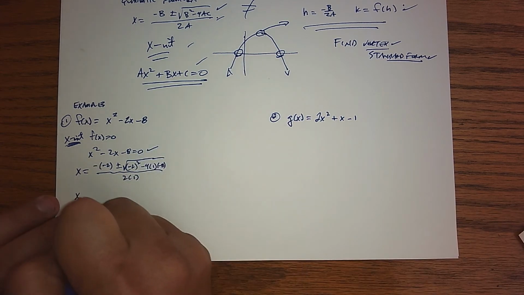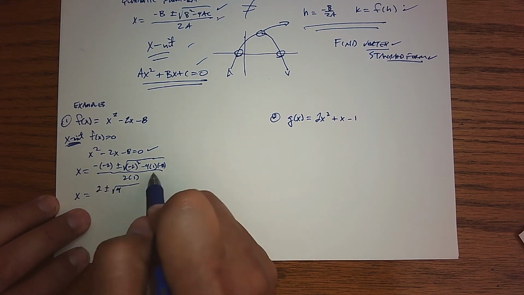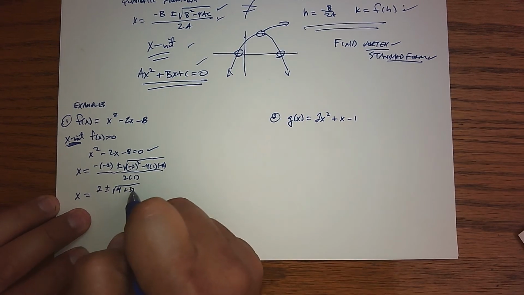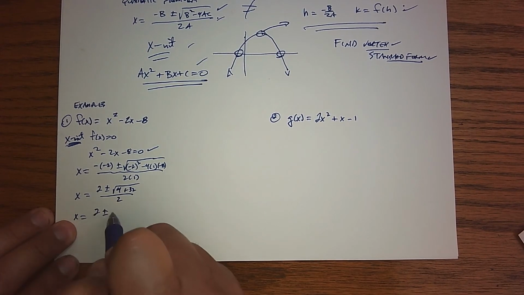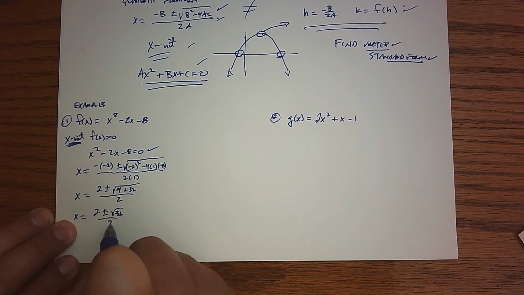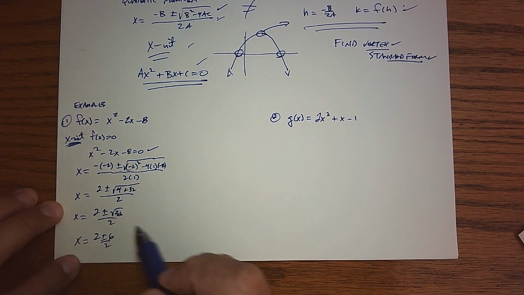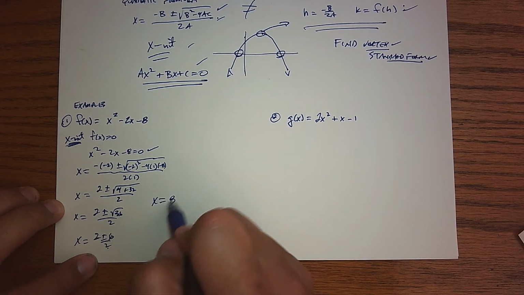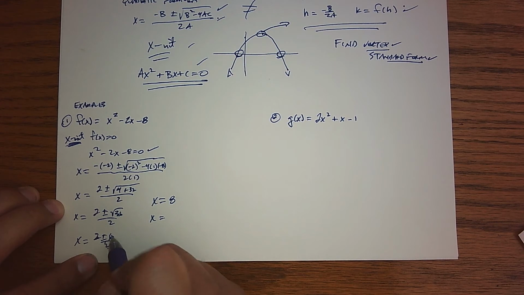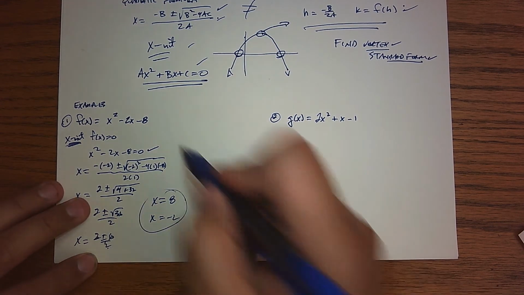And then, of course, now we just clean that up. So we get 2 plus or minus, that's 4, I believe that's going to be a plus 32, all over 2. 2 plus or minus the square root of 36 over 2. And we get x equals 2 plus or minus 6 over 2. So one of my solutions, 2 plus 6 over 2 is 8. And 2 take away 6 is negative 4 over 2 is negative 2. So there's my two x-intercepts.